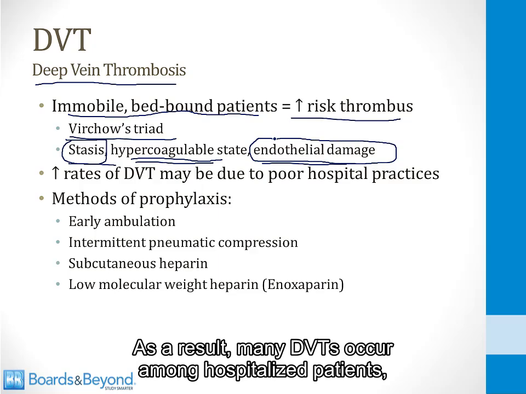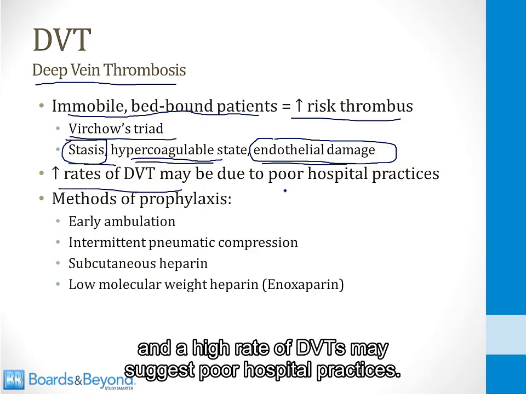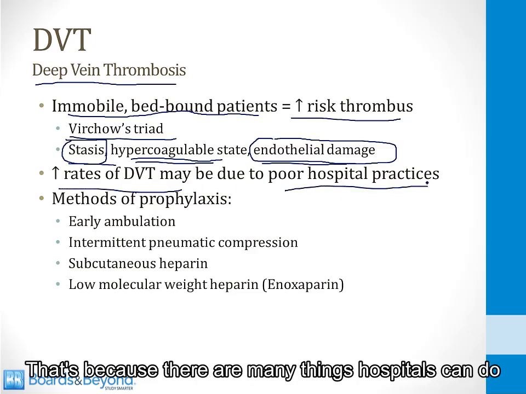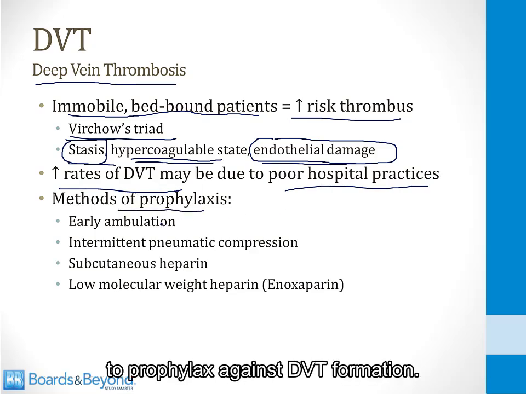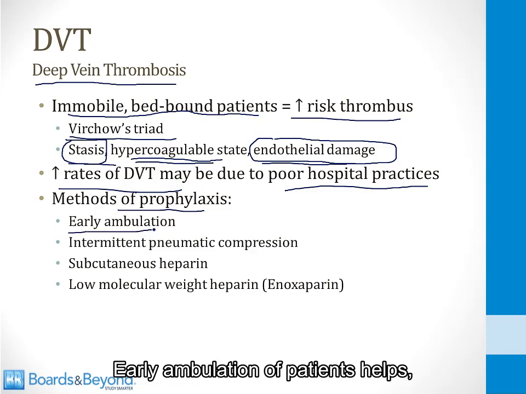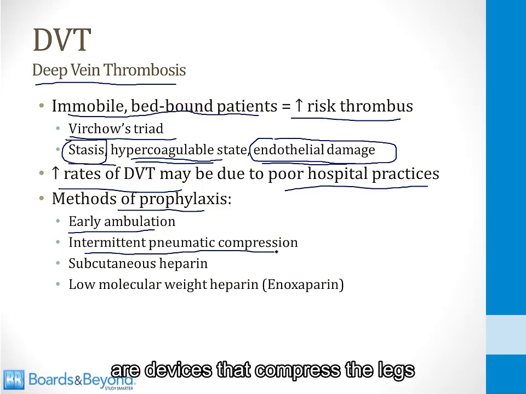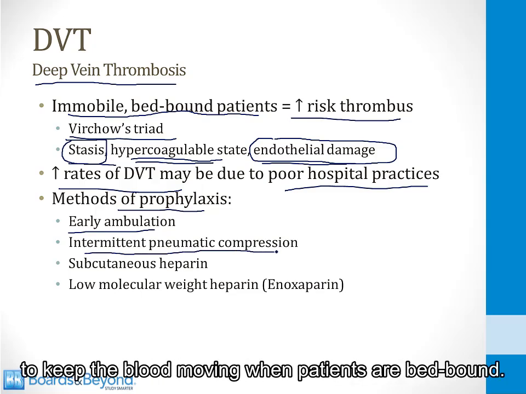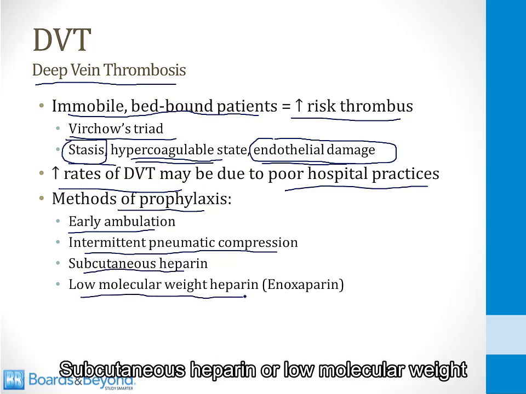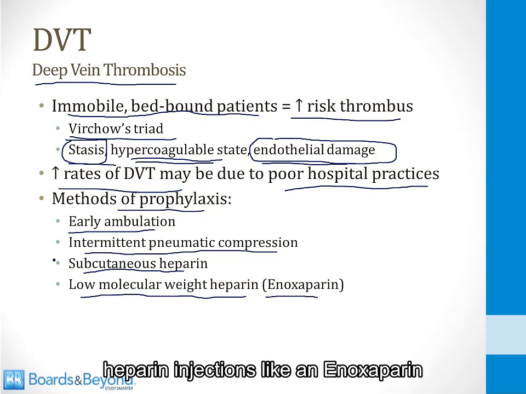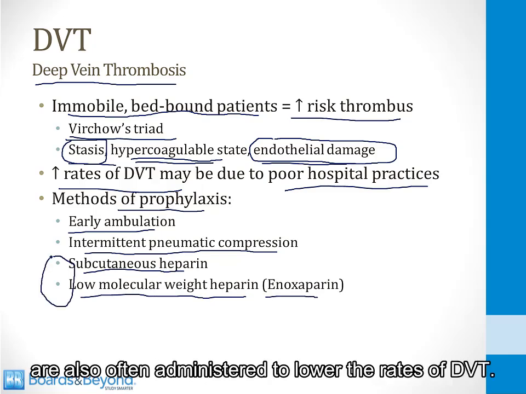As a result, many DVTs occur among hospitalized patients, and a high rate of DVTs may suggest poor hospital practices. That's because there are many things hospitals can do to prophylax against DVT formation. Early ambulation of patients helps. You need to get them out of bed and get them moving. Intermittent pneumatic compression are devices that compress the legs to keep the blood moving when patients are bedbound. Subcutaneous heparin or low molecular weight heparin injections like enoxaparin are also often administered to lower the rates of DVT.